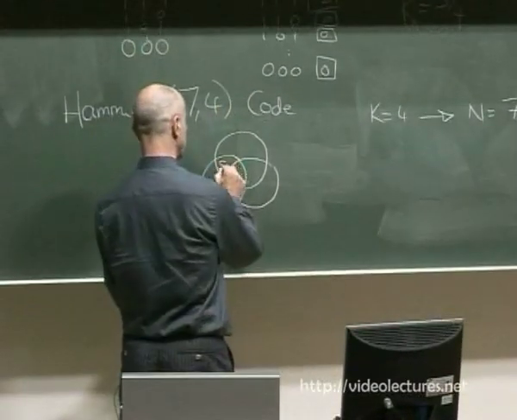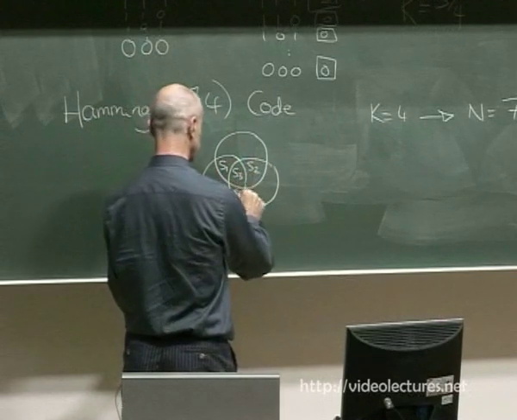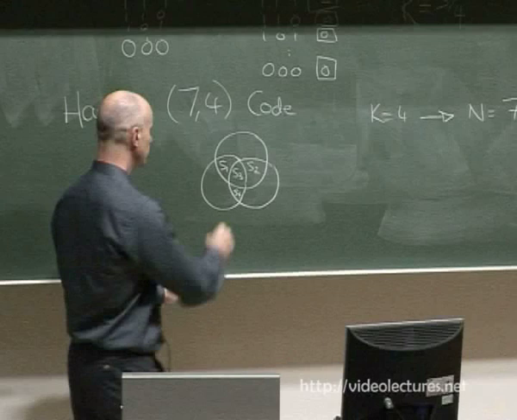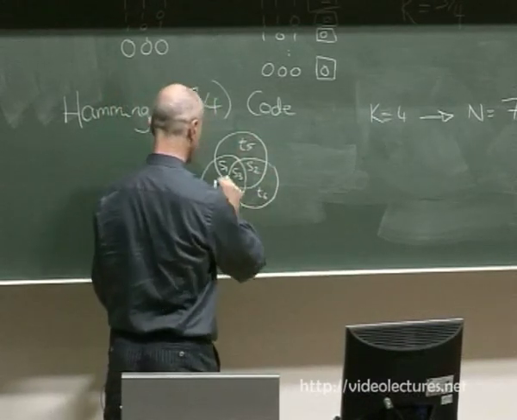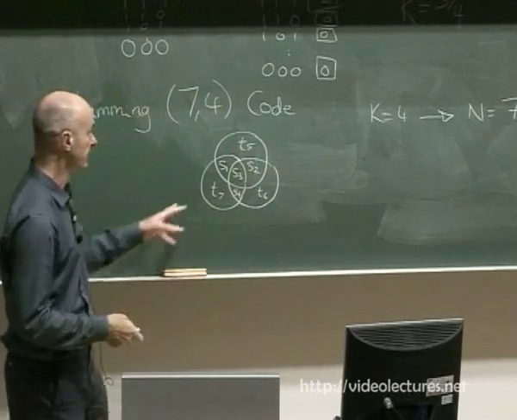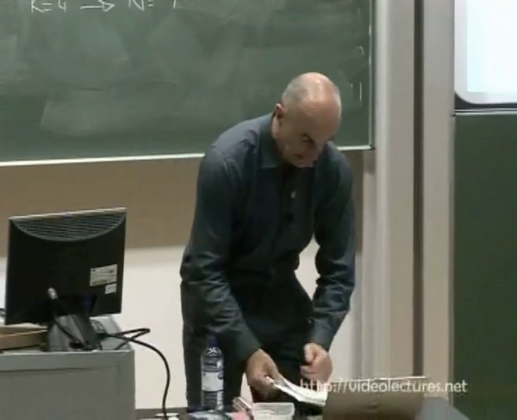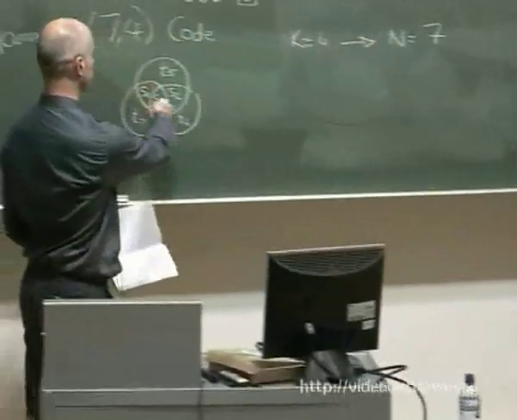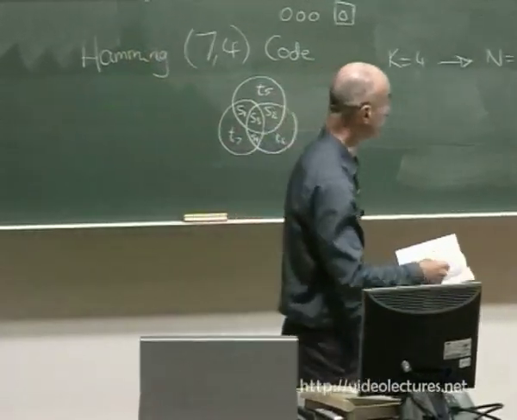So we write the 4 source bits in here, S1, S2, S3, S4. Then we call this T5, this T6, and this T7, and these are the parity bits which we append afterwards, and those parity bits are going to be set in such a way that the number of ones in each circle is an even number. Let me give you an example.